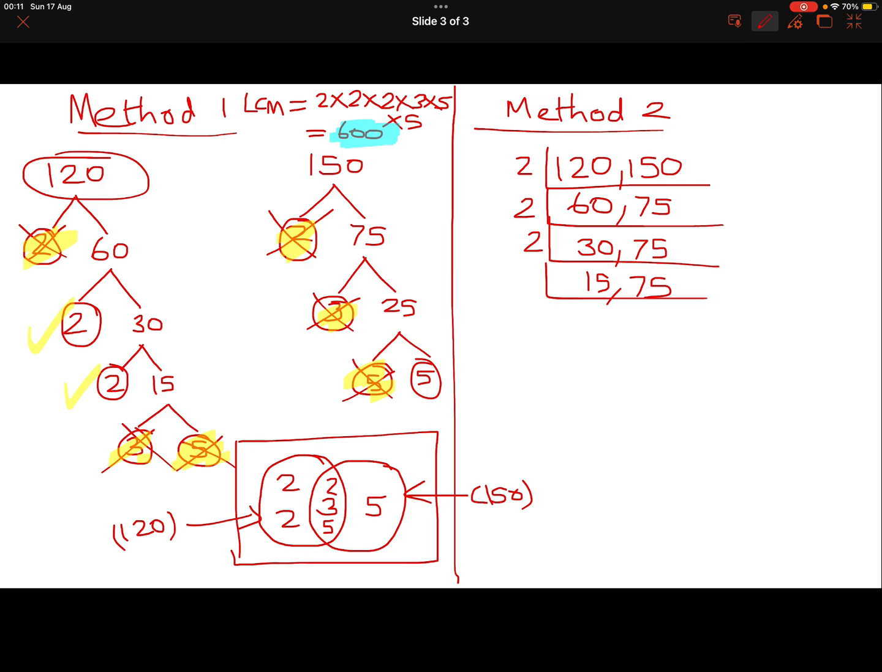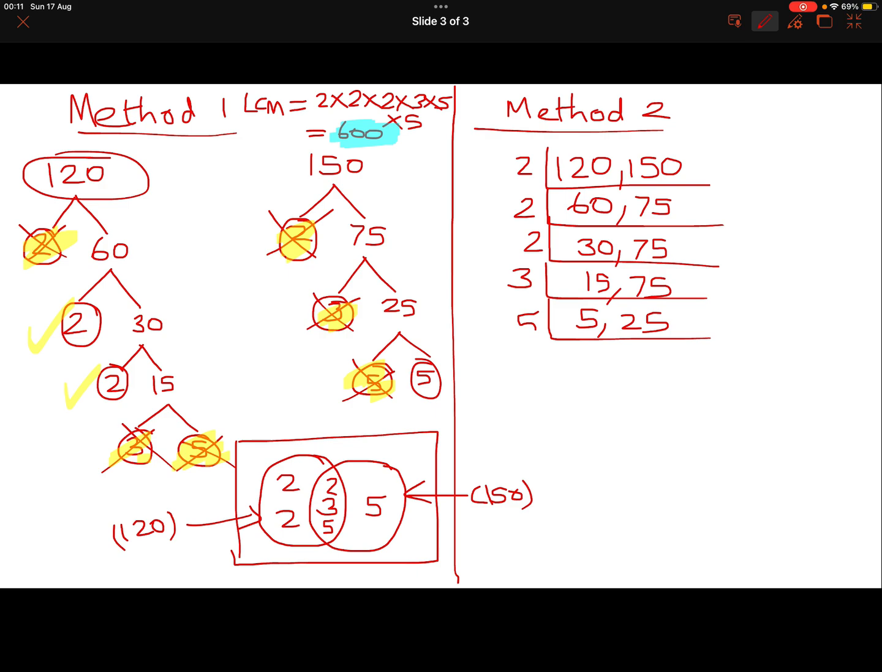And we've now got 15 and 75. 2 is no longer useful because 2 cannot divide any of these numbers. So we're going to start with the next smallest prime number, which is going to be 3. So let's see if we can divide by 3. Yes, 15 can be divided by 3. That goes 5 times, and this one is going to be 25. Now 3 is no longer available because 3 cannot divide any of these numbers.